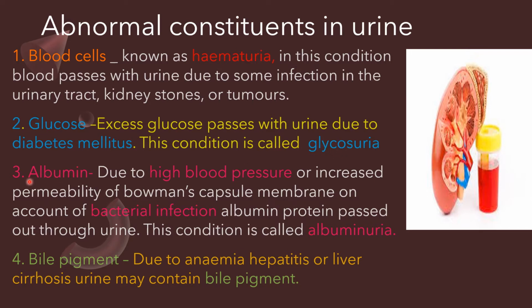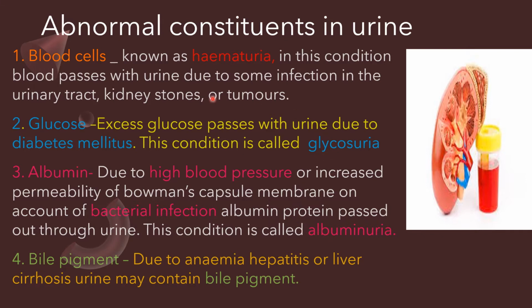The another abnormal constituent present in urine, that is albumin. Due to high blood pressure or increased permeability of Bowman's capsule membrane on account of bacterial infection, albumin protein passed out through the urine. This condition is called albuminuria. Albuminuria is due to the increased permeability of Bowman's capsule. How it will happen? Due to bacterial infection or due to high blood pressure, albumin protein passed out through the urine. That condition we call it as albuminuria.